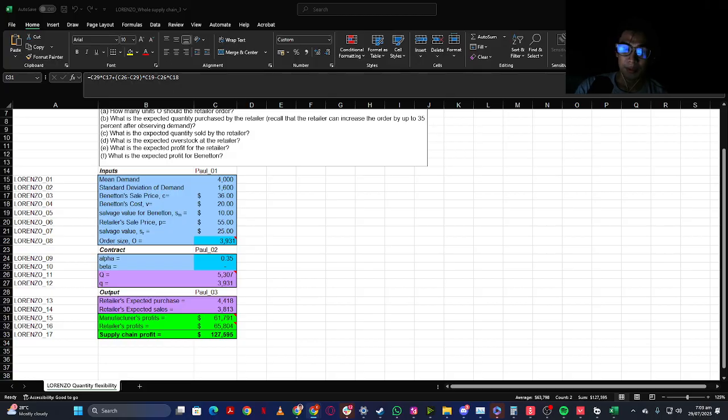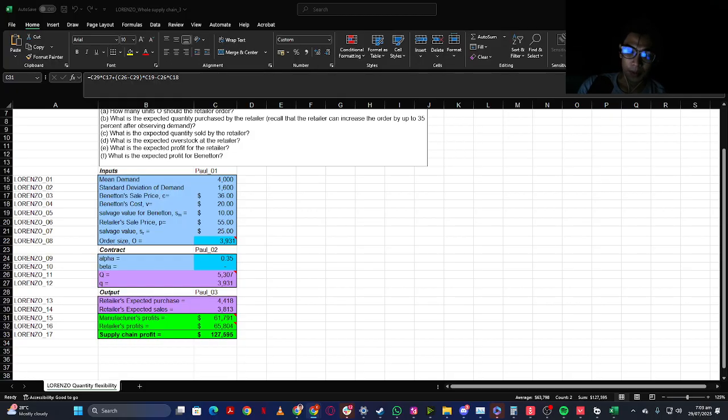So I just want to explain that having flexibility contracts allows for post-order adjustments. The model balances understocking risk, also known as lost sales opportunities, and overstocking costs, also known as discounted sales or inventory losses. By incorporating the flexibility factor of 35%, the retailer benefits from demand responsiveness, while the manufacturer, Benetton, secures a more stable production plan.